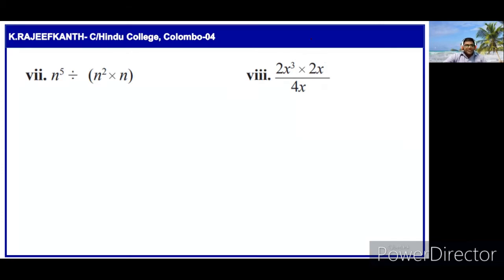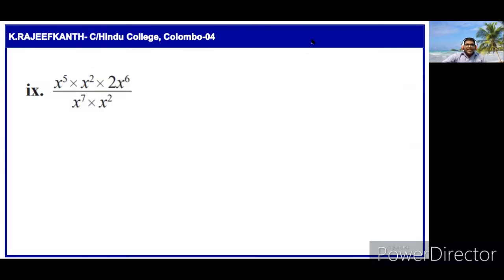Then, next question. x to the power of 5 times x to the power of 2 times 2x to the power of 6. So first we will multiply these three powers. 2 into 1 into 1, then 2, because the coefficient of these powers are 1. Here x to the power of 5 into x to the power of 2 times x to the power of 6. Here the bases are equal, then we have to add the index. 5 plus 2, 7, 7 plus 6, 13.